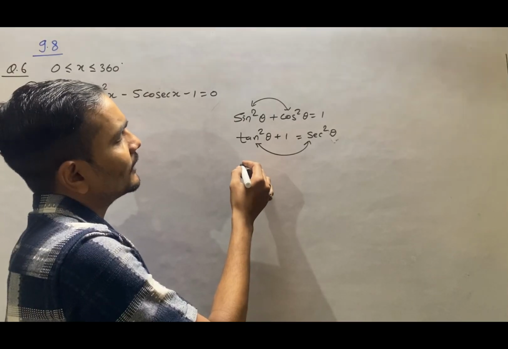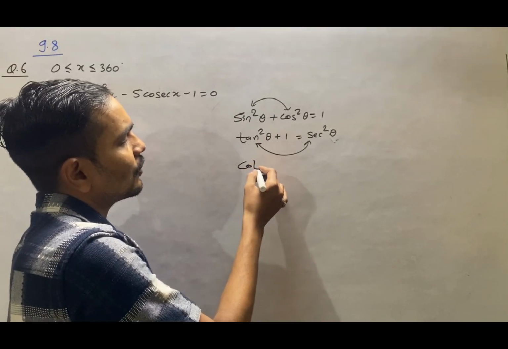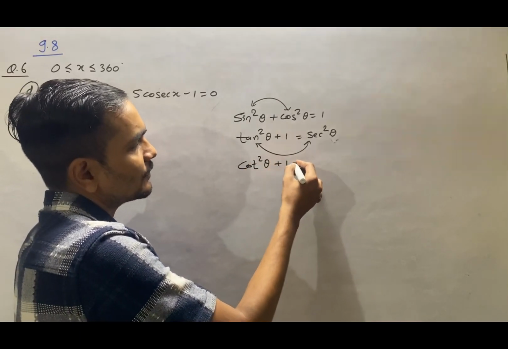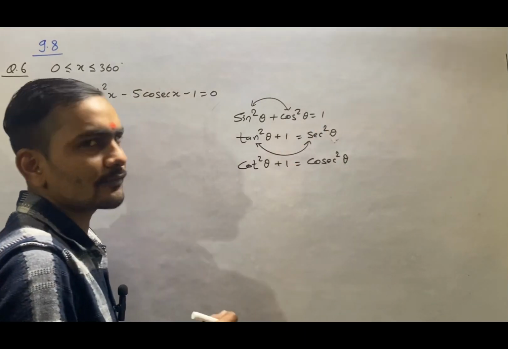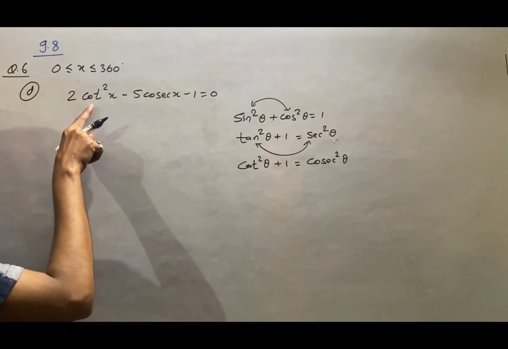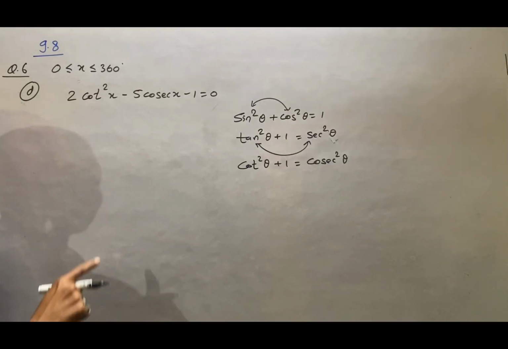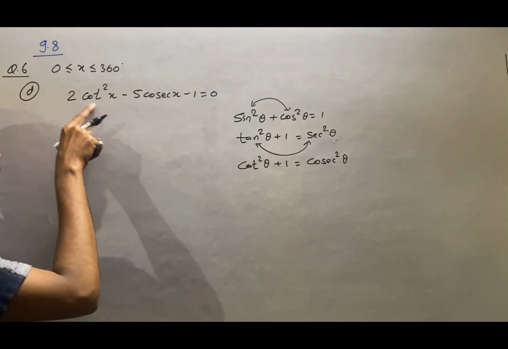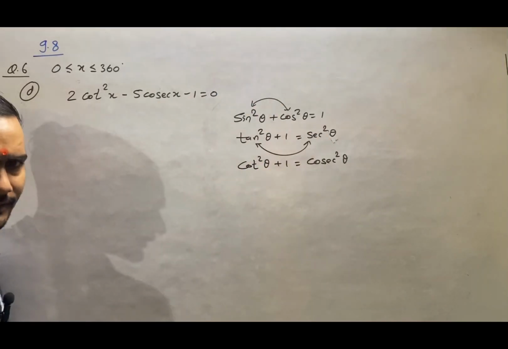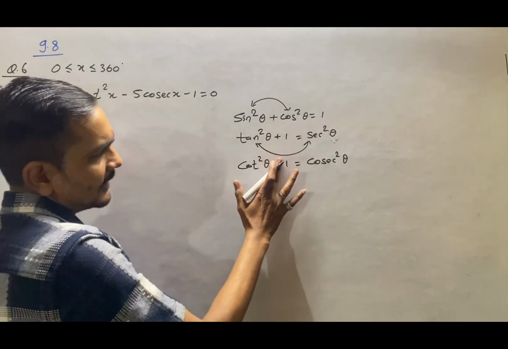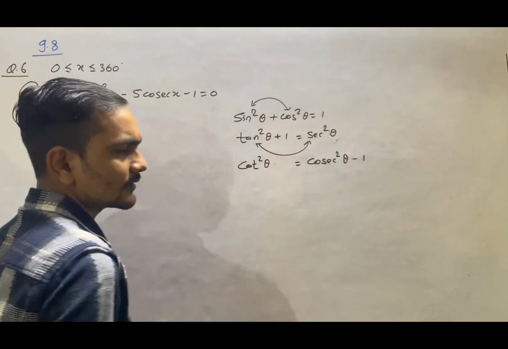And similarly we can say cot square theta plus 1 is equal to cosec square theta. So this relation you have to understand. Now here we have cot and cosec, so we can easily convert this cot square x in terms of cosec x. Just take this 1 to that side.